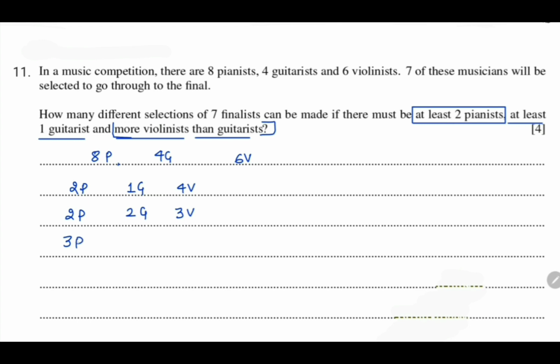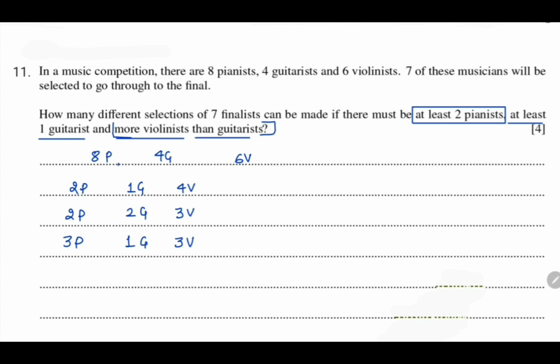Now I will choose 3 pianists and 1 guitarist. 3 plus 1 is 4, and 3 violinists. 3 pianists, 2 guitarists, and 3 plus 2 is 5, plus 2. More violinists, no. So this will not be valid because 2 violinists, so violinists and guitarists will be equal, so this is not a valid combination. So I have to erase this.